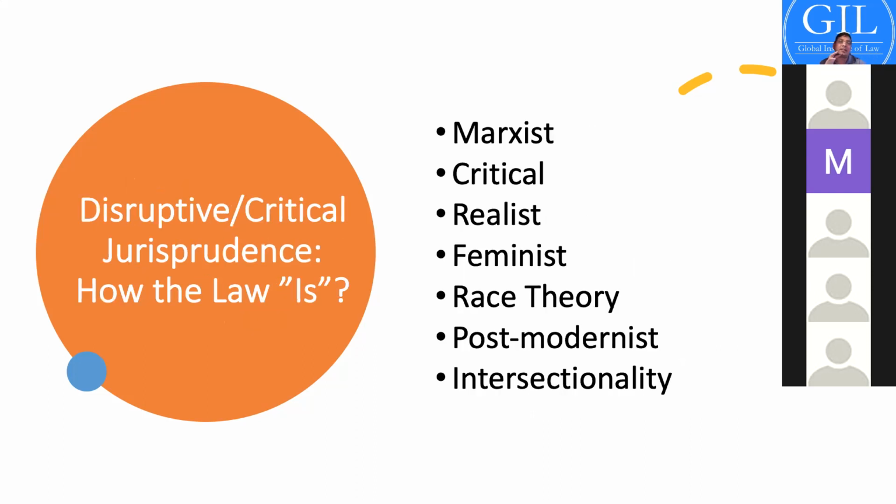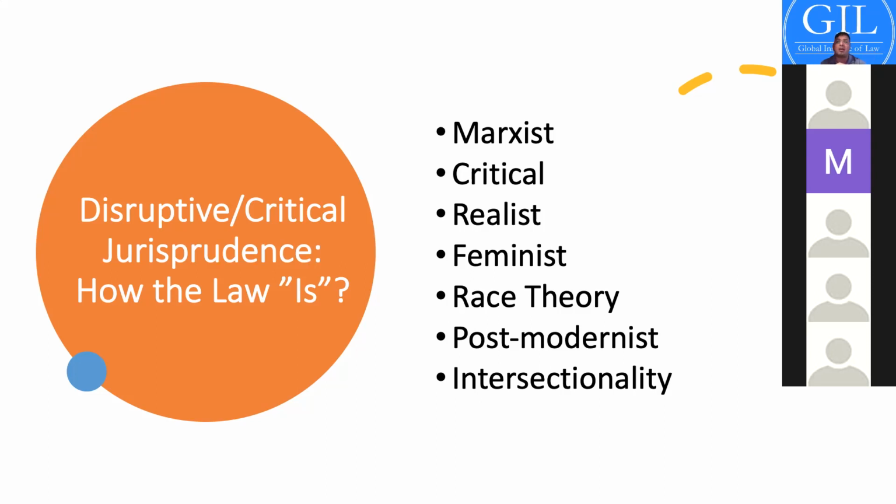As against this, there is a second type of theories, what we call disruptive or critical jurisprudence. It tells us what the law is. So the argument is that whatever people who belong to the previous set of theories try to tell us about the law, it only tells us how the law should be. But the actual working of the law is much more complex. And it is much more nefarious or negative in its origins and design.